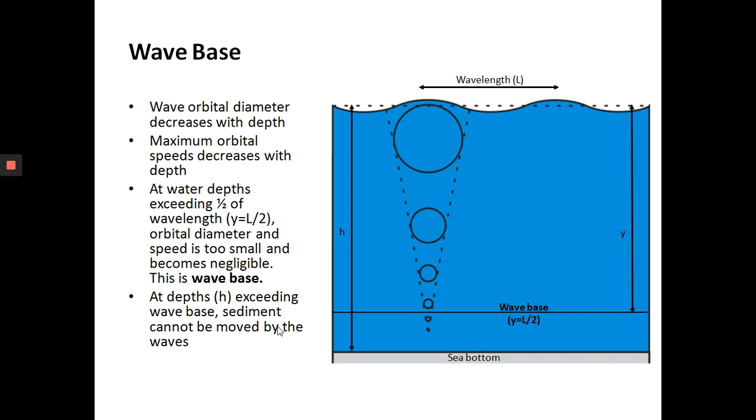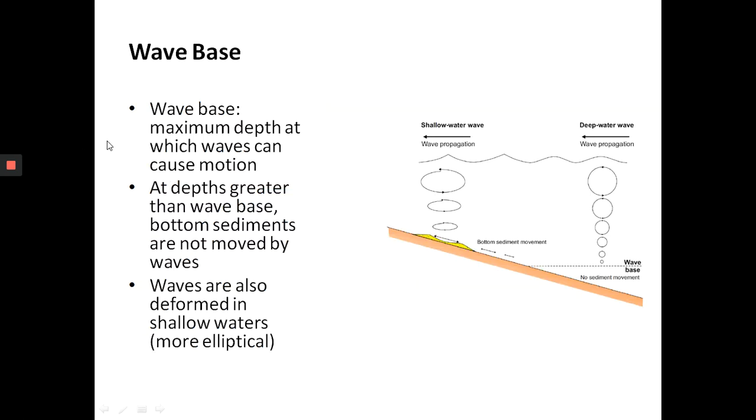So that's why most of the time, if you see lots of wave deposits, we say that these are shallow water deposits, because they can only occur at depths less than half a wavelength. They have to be relatively shallow waters. In deeper waters, you don't get any sediment being swept by the waves. So the wave base is the maximum depth at which waves can cause motion.